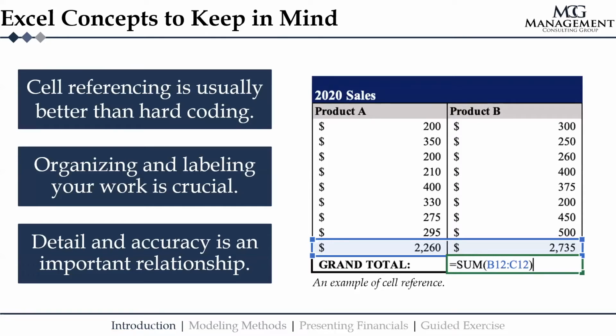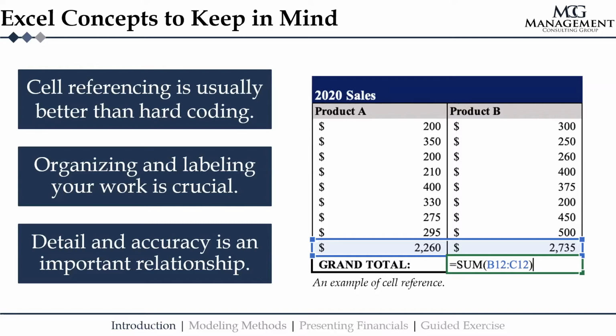So for example, with these 2020 sales of product A and product B, to find the grand total of that first row, instead of typing in 200 plus 300 manually, you would want to do equals and then click the cell that has 200 and then plus, click the cell that has 300. This is because if you need to change that first number to say 250, if you hard code it by putting in 200 plus 300 yourself, it's not going to change the grand total. But if you cell reference, once you change the 250, your grand total is going to change accordingly.